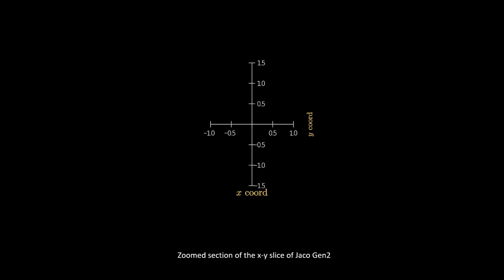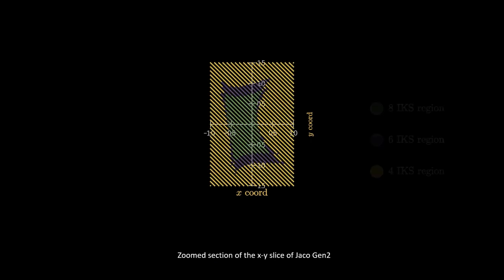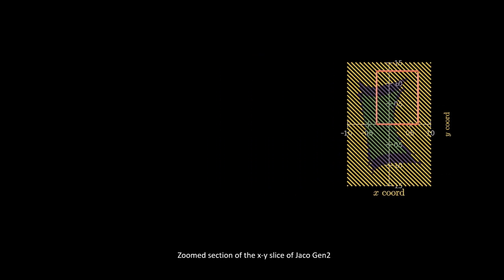We study the slice of the Jaco Gen 2 robot, especially the zoomed slice. Here every color denotes different number of inverse kinematic solution. So the region that is shown in green color has 8 inverse kinematic solution, the purple region has 6 and the yellow region has 4 inverse kinematic solution.